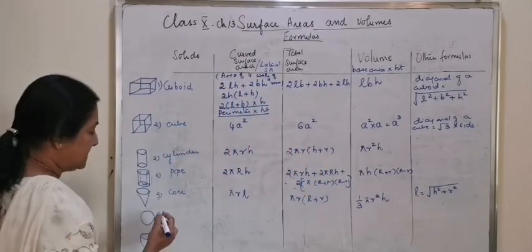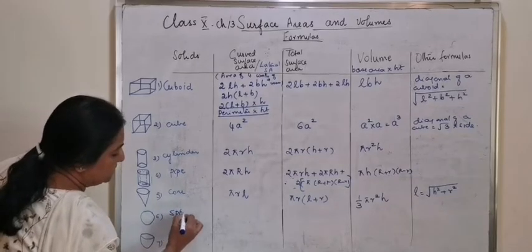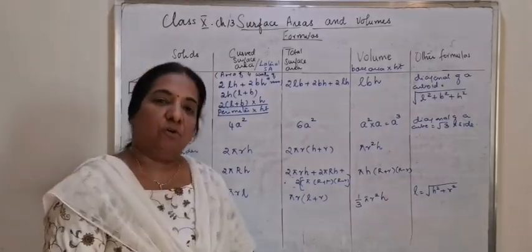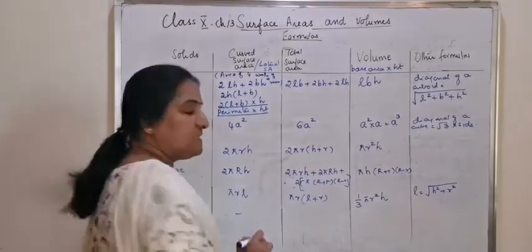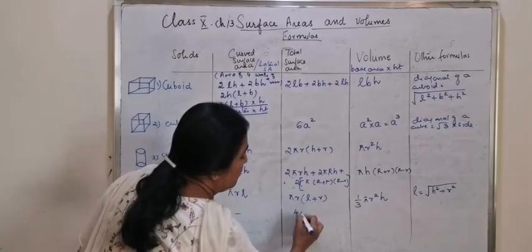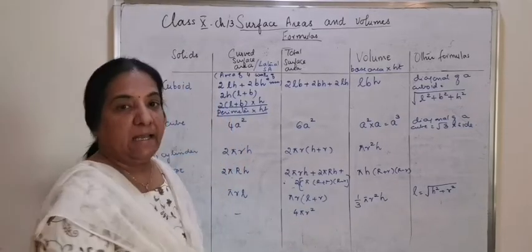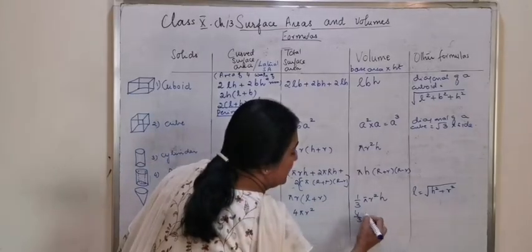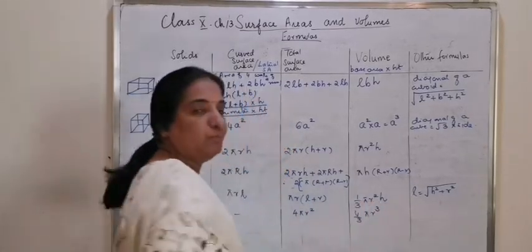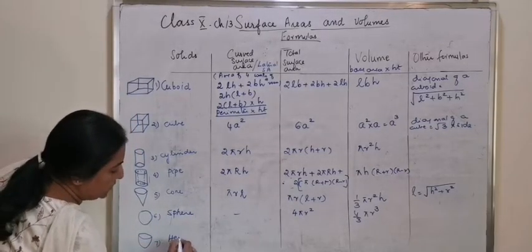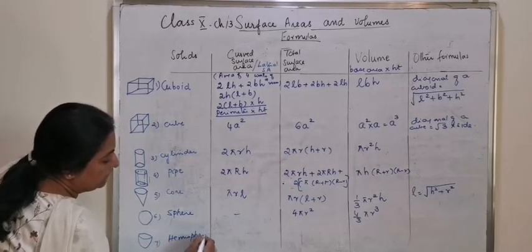Then the next solid is a sphere. For a sphere, the total surface area, that is only one curved surface area, is 4 pi r squared, and the volume of a sphere is 4/3 pi r cubed. Similarly, the seventh solid is the hemisphere.